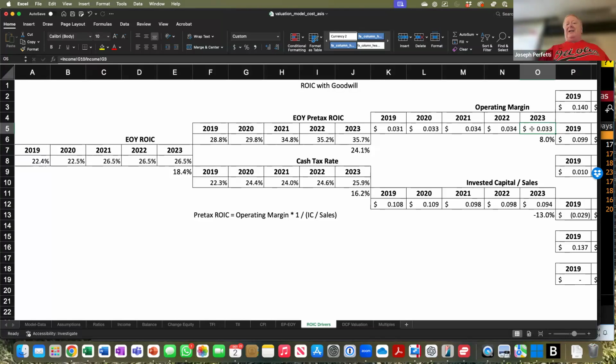Profitability is a little favorable. They went from a 3.1% margin to a 3.3% margin. Both of those drove their pre-tax ROIC from 28.8 to 35.7. Now, because these two things are multiplicative, operating margin times invested capital over sales equals pre-tax ROIC, it really was the 13% drop in invested capital that probably had more impact on the pre-tax ROIC going up, but they both were favorable. That is your first level analysis. Questions?